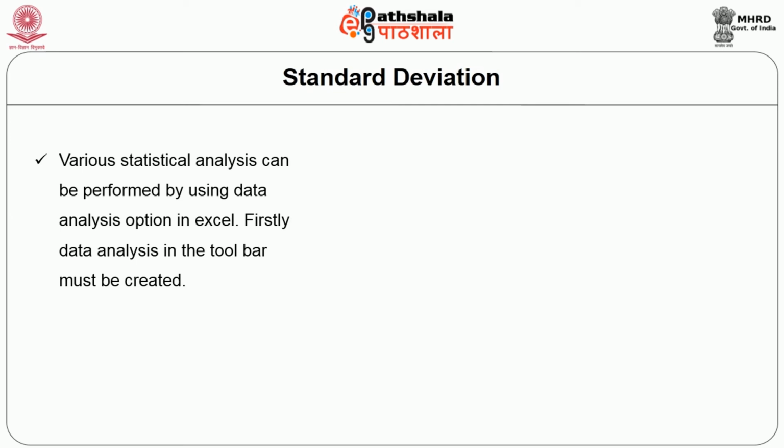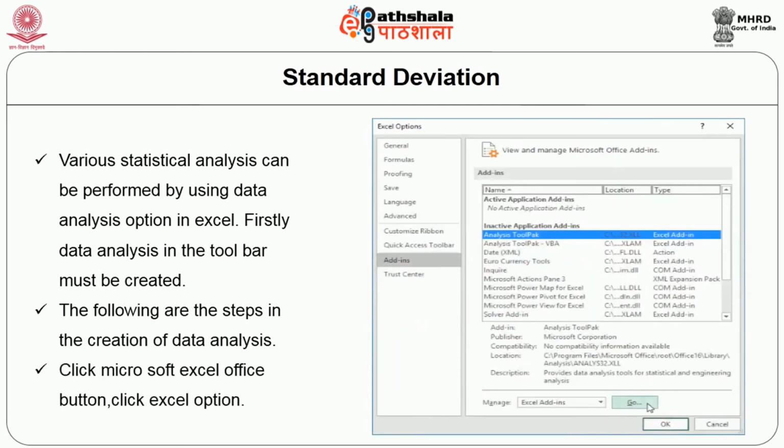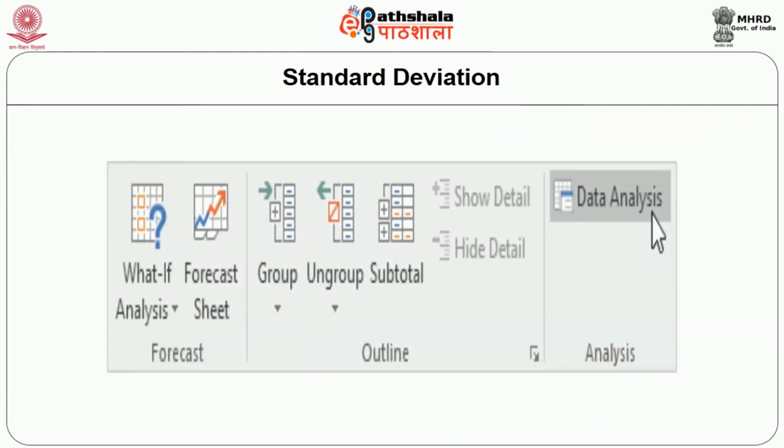Firstly, data analysis in the toolbar must be created. The following are the steps in the creation of data analysis. Click the Microsoft Excel Office button, click Excel options. A dialog box will be displayed. In the dialog box, select add-ins, select analysis toolbar. Click OK. Click data in the main menu. Now we can see the data analysis under the data main menu.